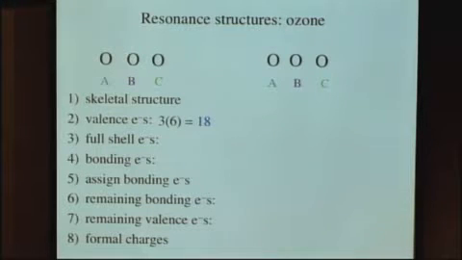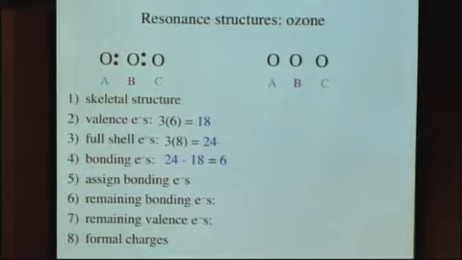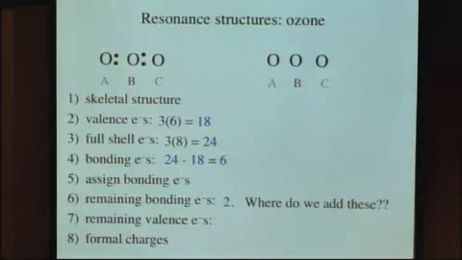So we have 18 total valence electrons. In order to fill up our shell, what we need is 3 times 8, or 24 electrons. This leaves us with 24 minus 18, or 6 bonding electrons left. So what we can do is fill that in here. Clearly, we put 2 for each bond, and now we end up having 2 remaining electrons left.